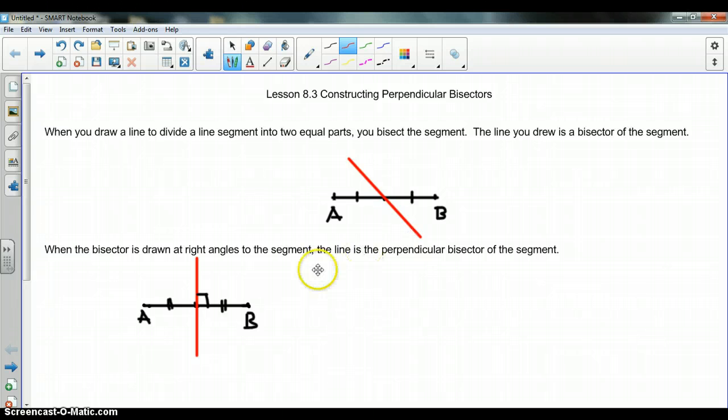Now, when the bisector is drawn at right angles to the segment, the line is the perpendicular bisector of the segment. So I did the same thing. I drew a line AB, and I did this line right in the middle, and this side is equal to this side, and it's at 90 degrees, so I have a perpendicular bisector. I'm going to show you two ways to do this today.